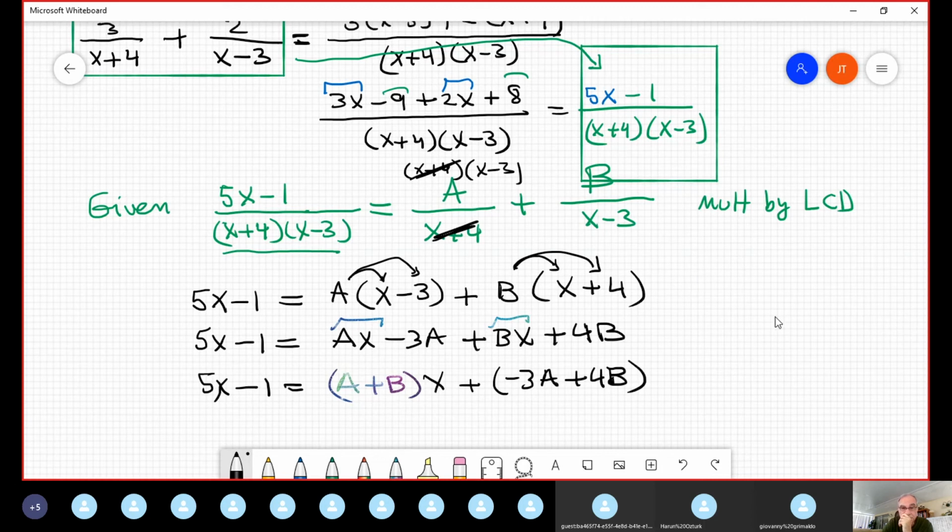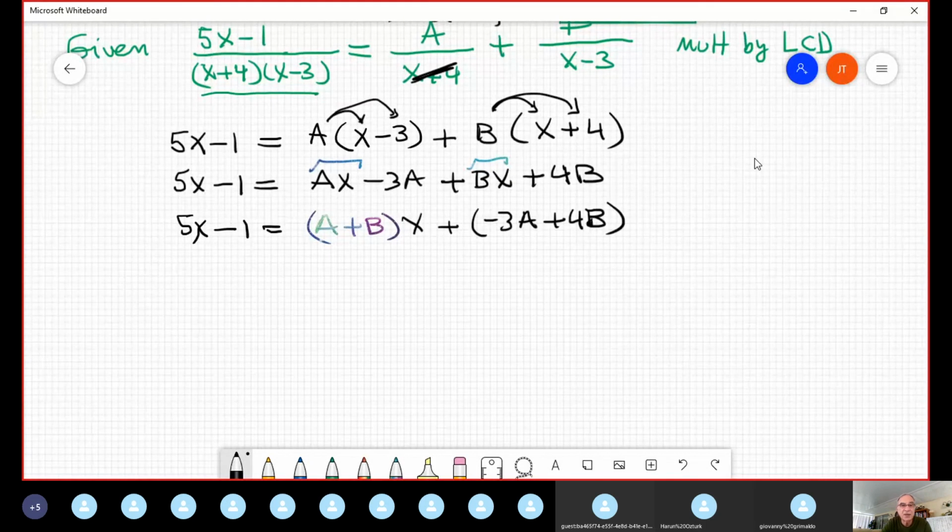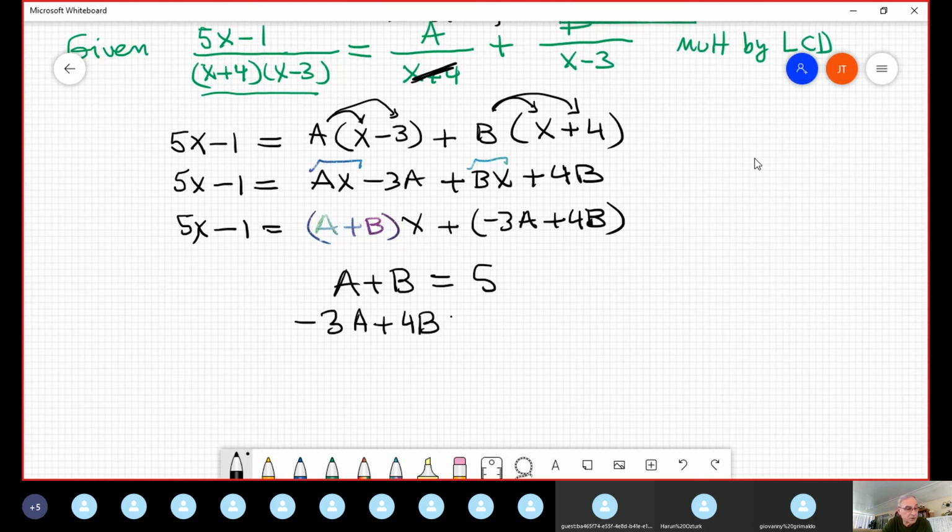So we have two polynomials. In the left-hand side, we have 5x minus 1. In the right-hand side, we have a plus b times x plus minus 3a plus 4b. This is obvious. You see, the coefficients of x should be equal because a plus b is 5. And minus 3a plus 4b is equal negative 1. And just in this moment, we have two equations and two unknowns. We have a linear system of equations with two unknowns. In this case, no x and y, it's a and b, no?